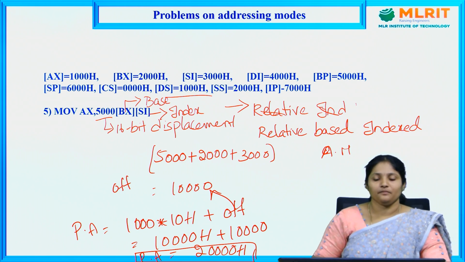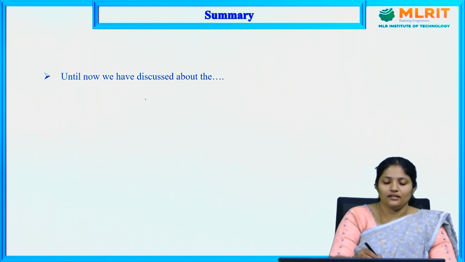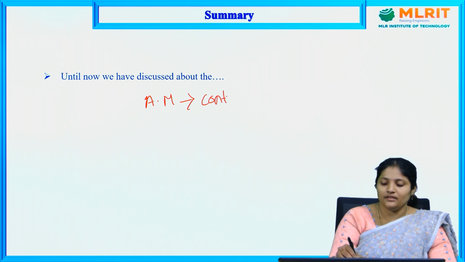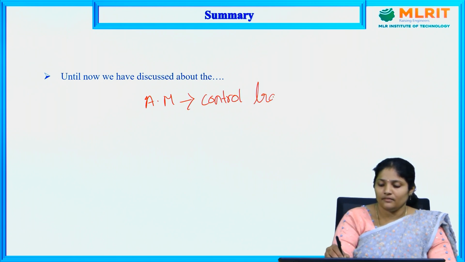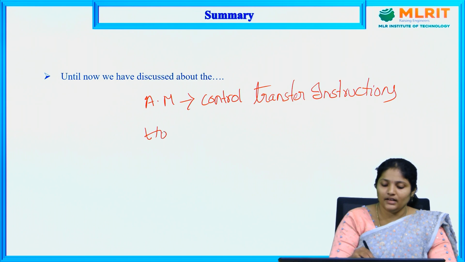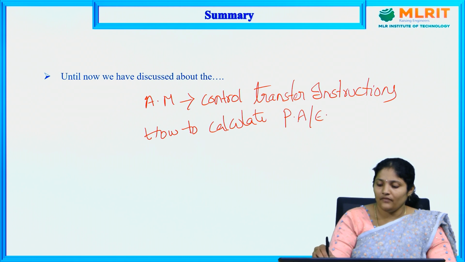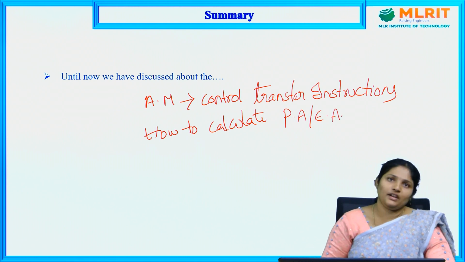Okay. So until now I have been discussing the addressing modes for control transfer instructions, and how to calculate the physical address or effective address for different addressing modes.